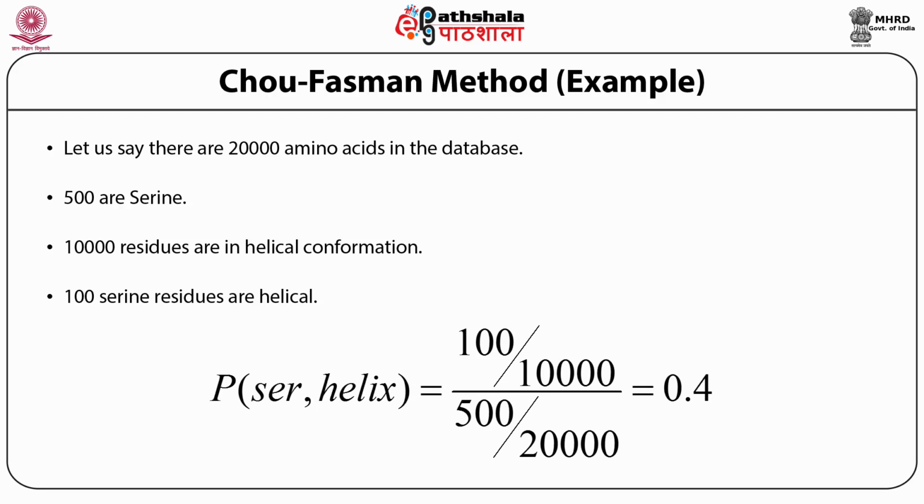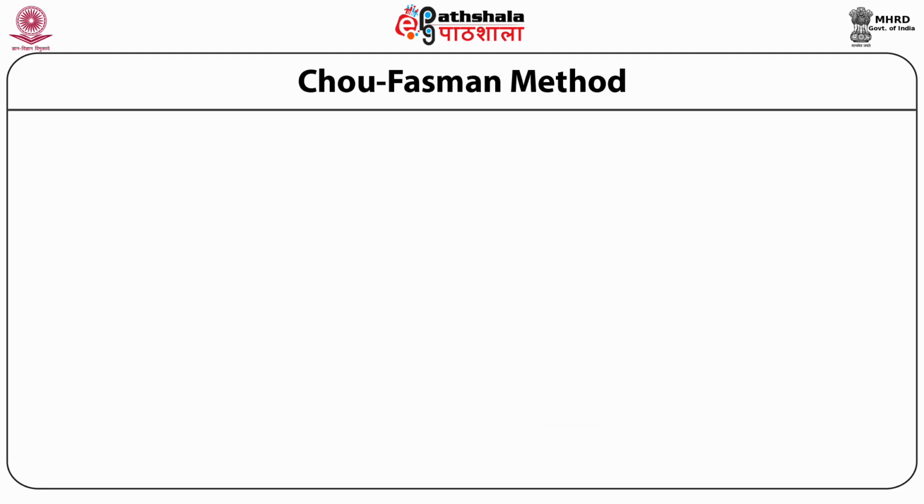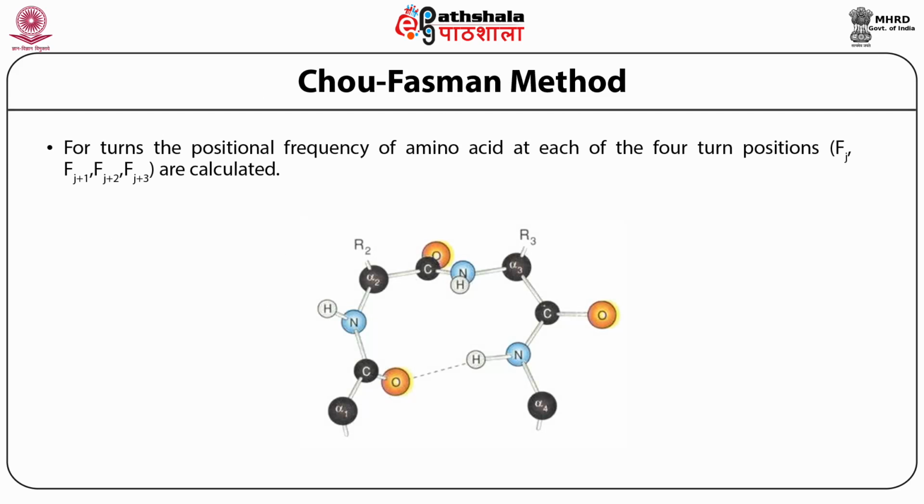Now, given that we have calculated these propensities for the 20 amino acids, when we take our test sequence, we have to assign the secondary structure. How do we do this? Before that, I must also say that turns are a little special. In a beta turn, the 4 positions are not really identical, so they have different roles to play. One would have to calculate the propensities for each of these 4 positions, so that is also used.